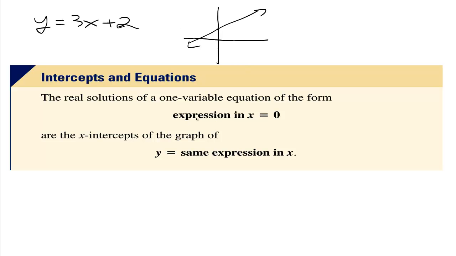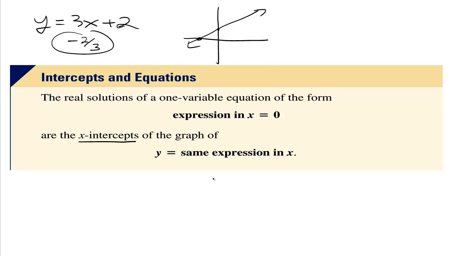The expression in x equal to 0 means looking for this point here. Where does it cross the x-axis? What value of x makes this thing equal to 0? You could try and find it on the graph, but it's much easier to just solve for it algebraically, and you get negative 2/3. And they're just saying that these solutions are the same thing as x-intercepts.